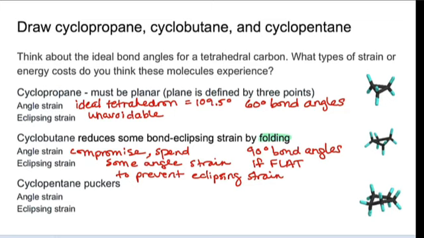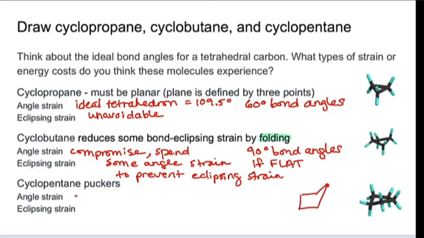Now, it turns out that the larger the molecule gets, the more freedom it has to fold or bend or pucker, and so that's exactly what cyclopentane does. It puckers up. You can think of this carbon right here as being able to fold up like the flap of an envelope. That's kind of what we're talking about here.